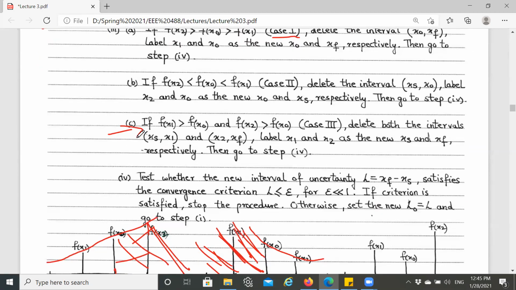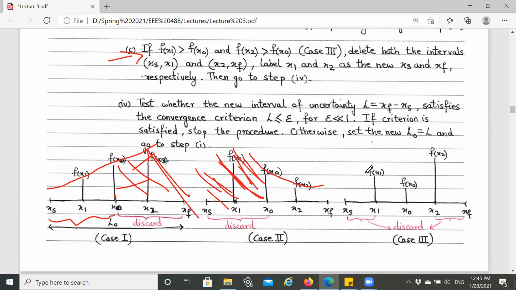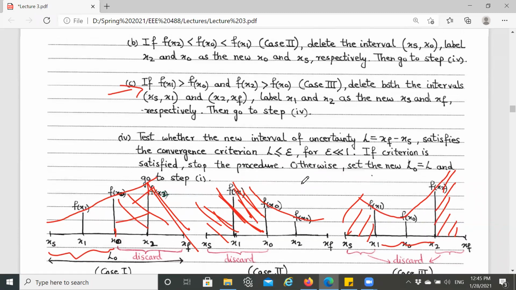The third case is if f of x1 is greater than f of x0 and f of x2 is also greater than f of x0. That means the function is something like this. Okay. Again, it eliminates half. How does it eliminate half? It removes this part before x1, and it removes this part after x2. So now we again have half, right? But they are equally divided, so this will also be half.